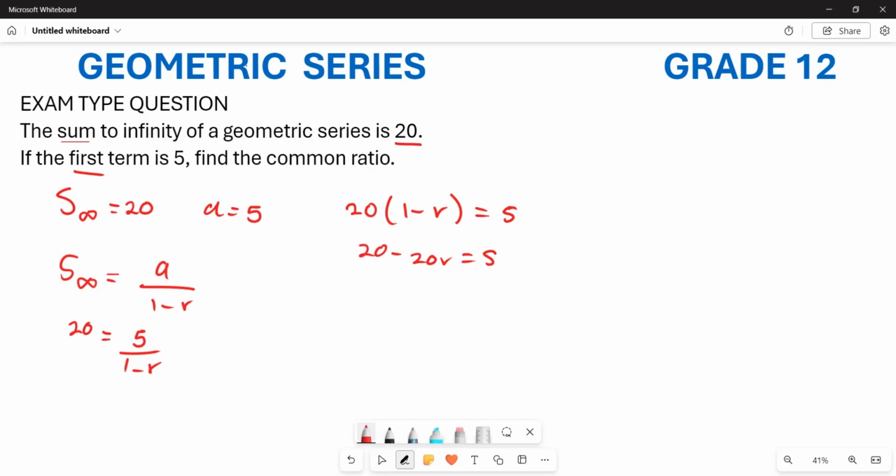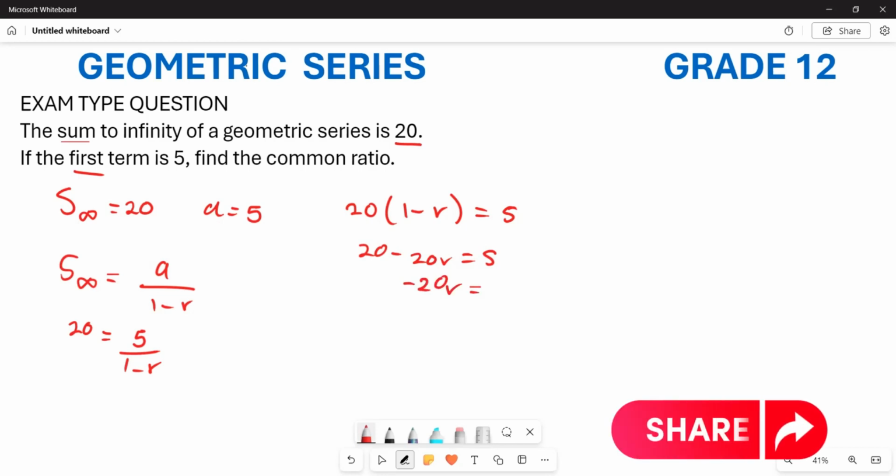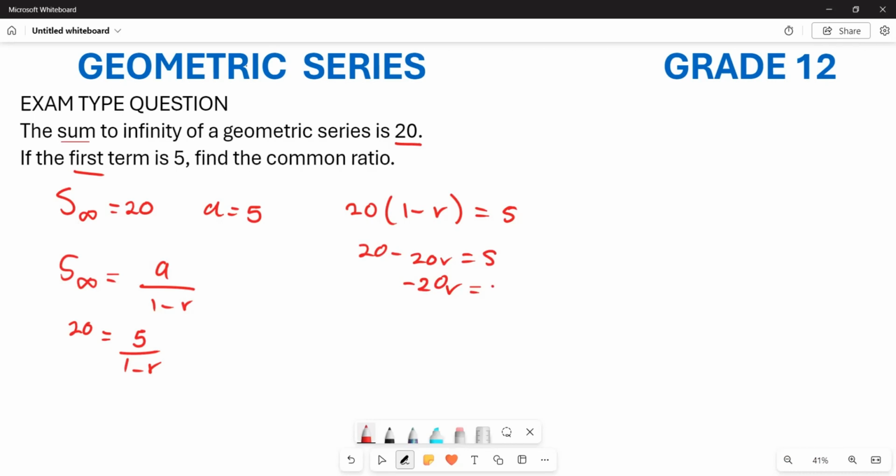And now after doing that, what are you going to do? You can take the 20 to this side, which means you're going to be left with negative 20r is equal to, when you take this 20 to this side it is negative, so the answer is going to be negative 15. Then you're going to divide by negative 20 on both sides. Then you are going to find out the value of your r that you have here.